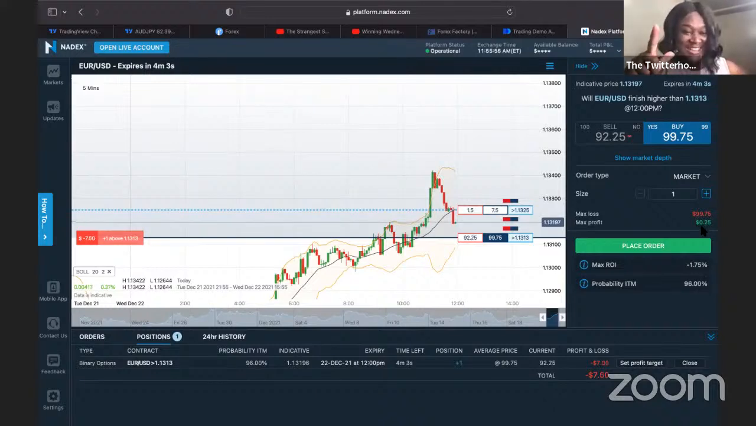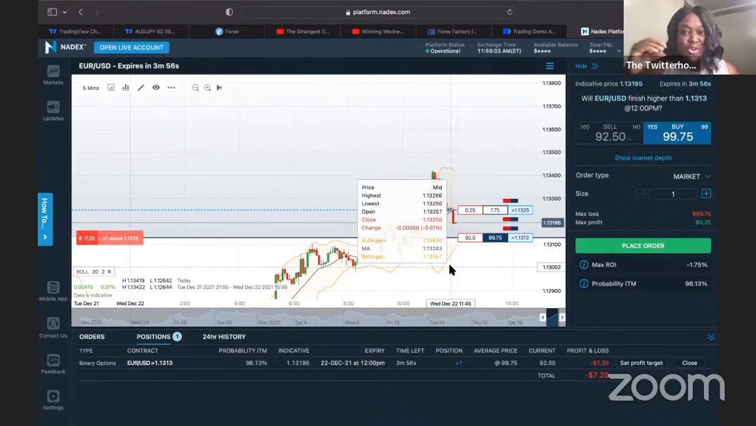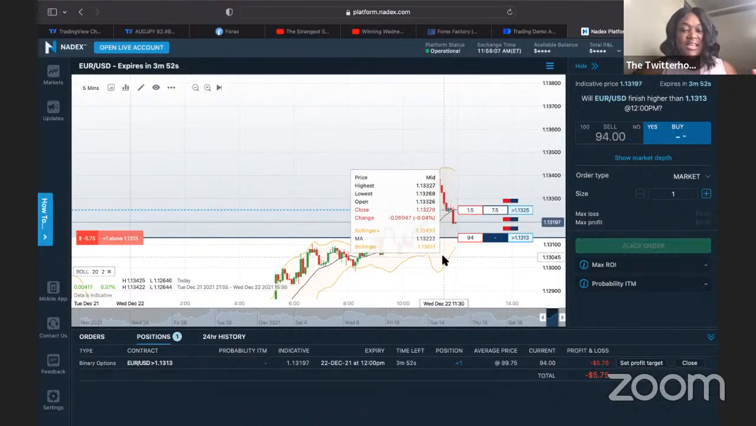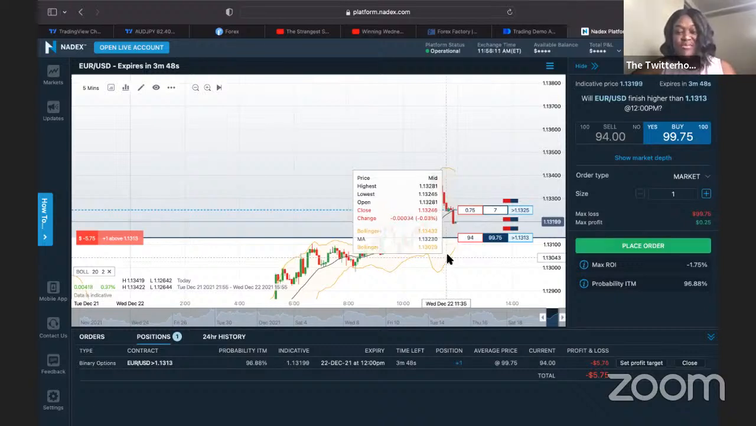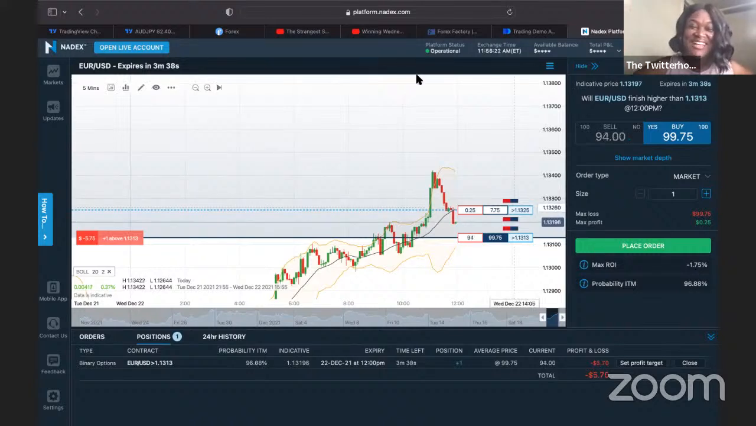That's why you want to enter a trade out of the money. You want to do your analysis and enter the trade out of the money, so that when you do clear that trade, you're going to make that 500% return, because here the return is minus 1.75%. It's like crazy.